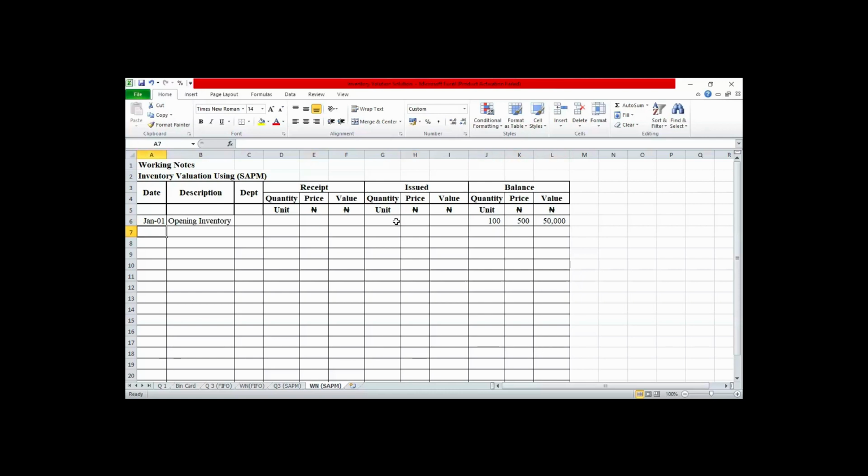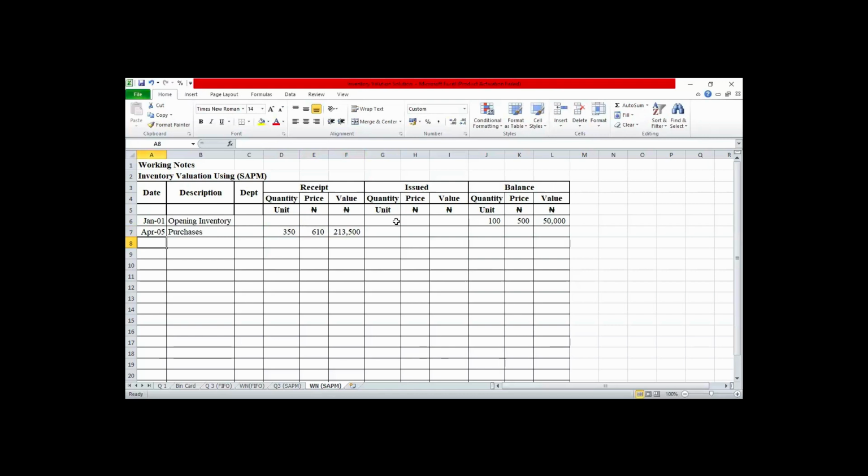The second one, serially by date. During the month, it made the following purchases. 5 April. Purchases. How many units do we purchase? 350 units at 610 naira each. What will now be the value? 350 times 610 is 213,500. I think there is no problem with that one also.